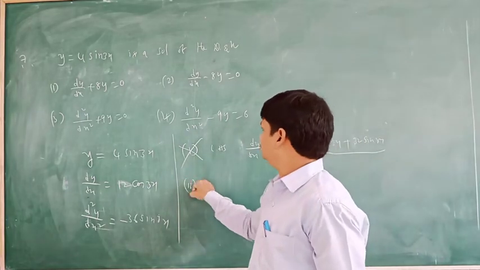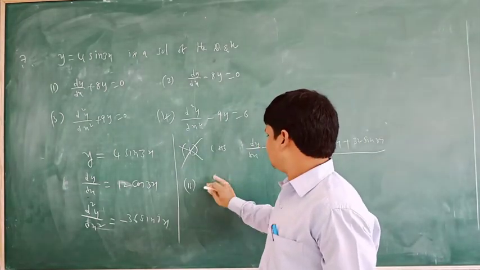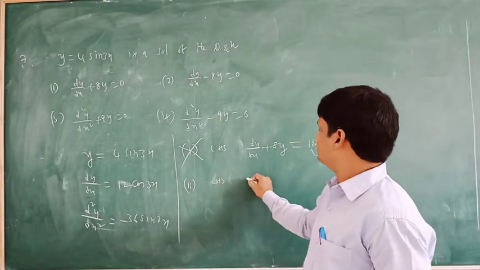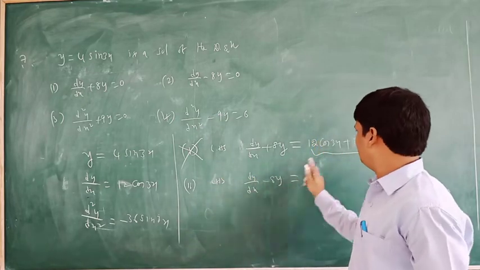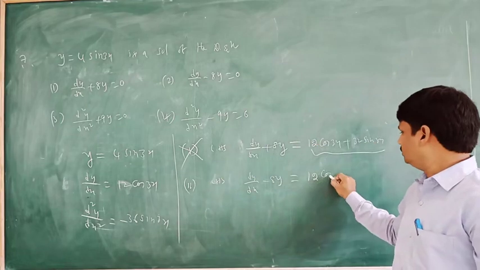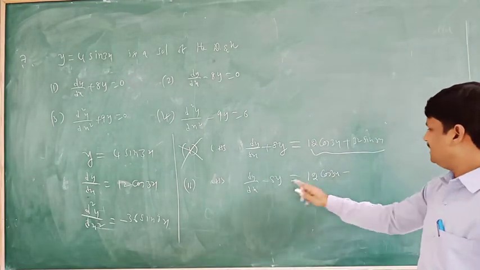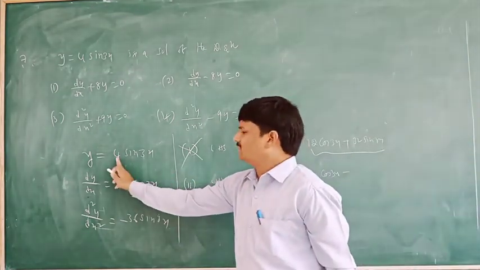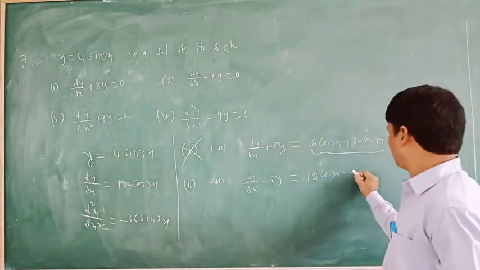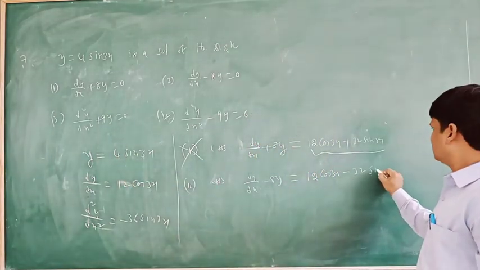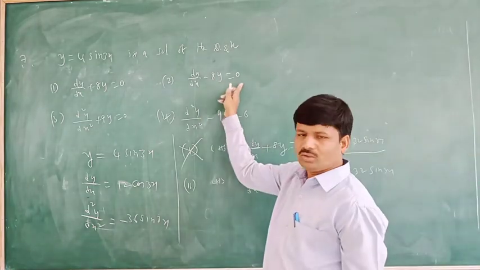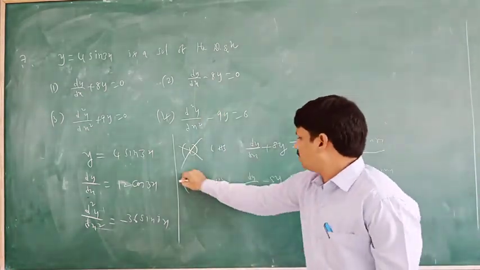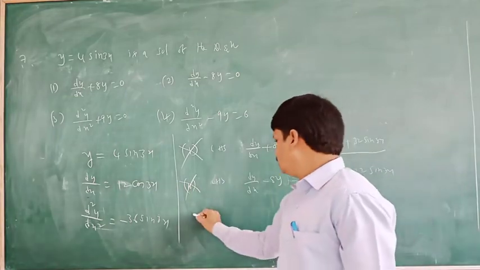Go to the second option. What is the LHS here? dy by dx minus 8y is 12 cos 3x minus 8 into y, and 8 into 4 is 32 sin 3x. These will not cancel. Are you getting the right side value 0? No. So the second option is also wrong.